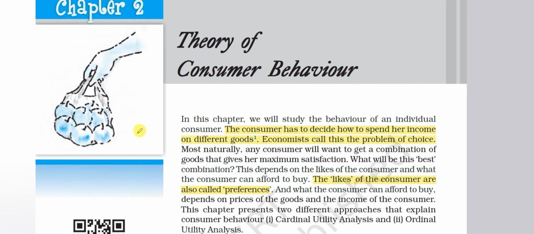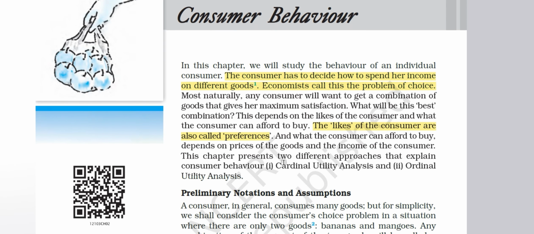Meaning, what should be the most valuable combination of goods that he must purchase in his budget range. Okay? Whatever the consumer likes is called his preference, and there are two types of approaches which we are going to understand in this chapter.